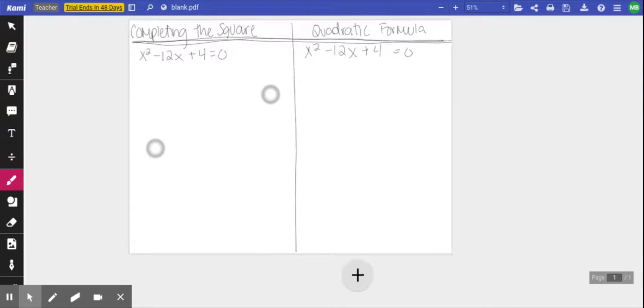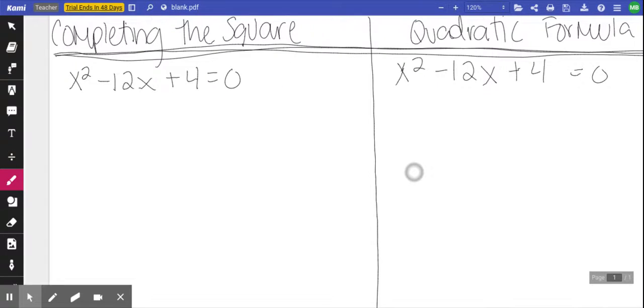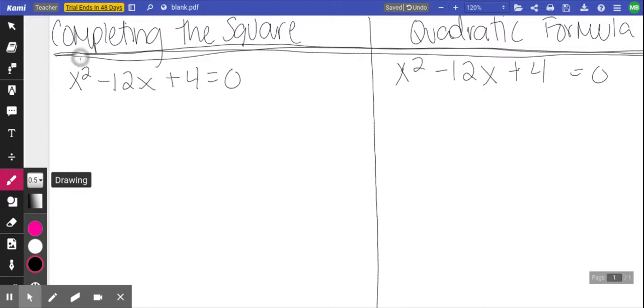So let's start with completing the square. Whenever we're completing the square, we notice that our quadratic does not appear to be factorable. There is nothing I know of that multiplies to be 4 but adds to be negative 12. Therefore, we want to create a new c. As a reminder, this is A, this is B, this is C. Before we can create a new c, I need to move my current c to the other side of the equal sign using inverse operations, so subtracting 4 from both sides of the equal sign.